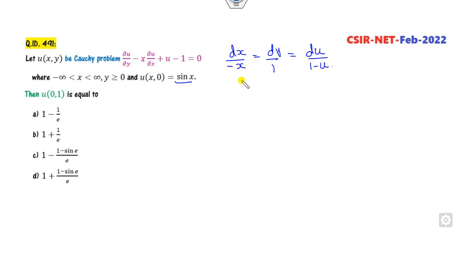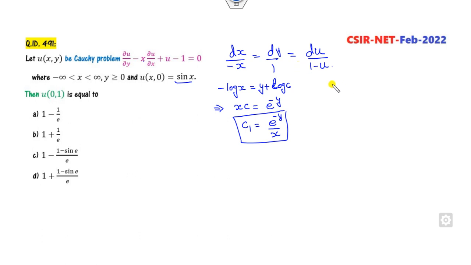From the first two pair I can see this is minus log x is y plus c, or I can see it as log c if I consider this as log c, for example. So this is xc is e raised to power minus y. So c1, this is my first solution. Fine. From these two solutions we can see y is equal to minus log of 1 minus u into c.